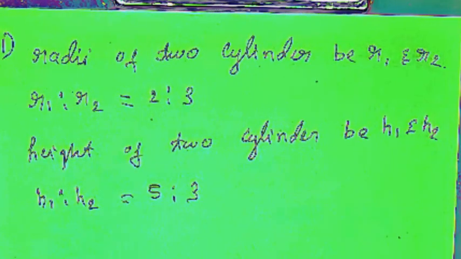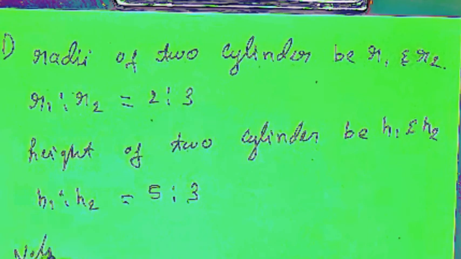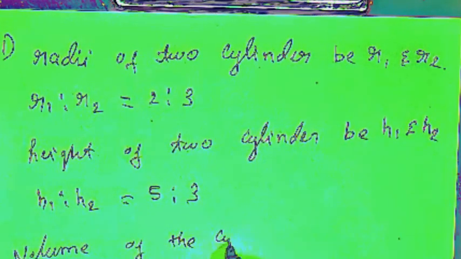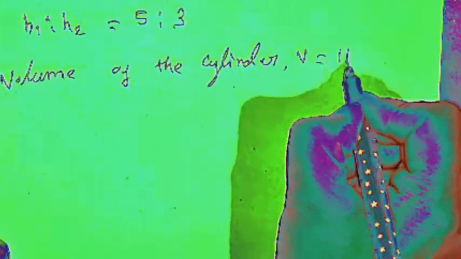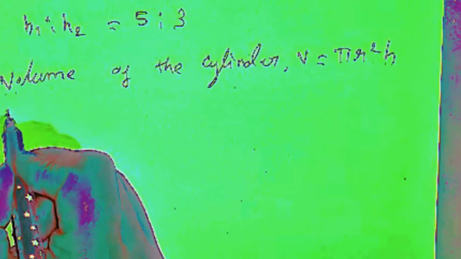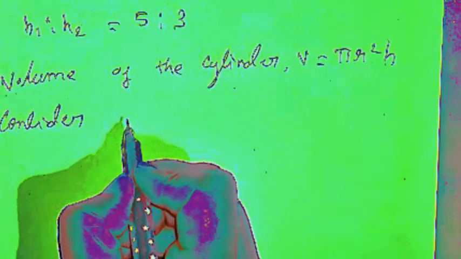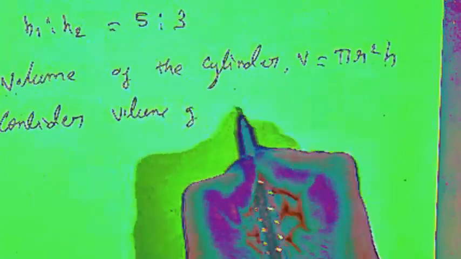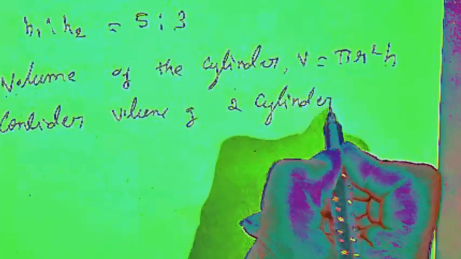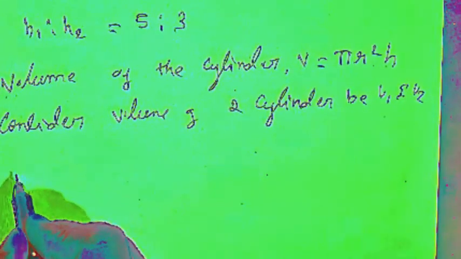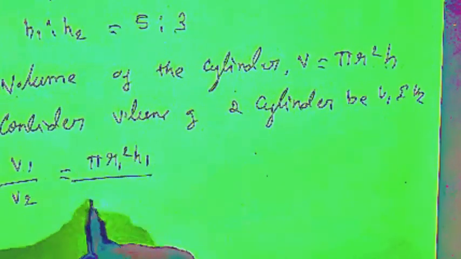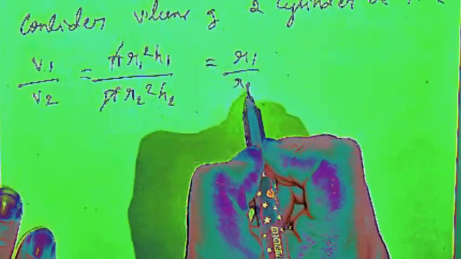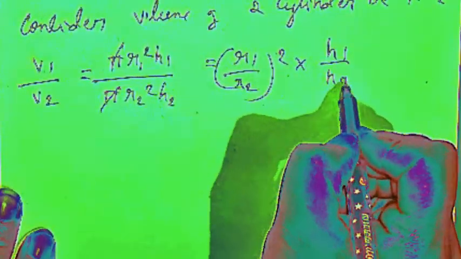What is the formula for finding the volume of the cylinder? Volume of the cylinder V equal to pi r square h. Consider the volumes of the two cylinders be V1 and V2. In ratio form, V1 divided by V2 equal to pi R1 square H1 divided by pi R2 square H2. So pi gets cancelled, remaining is R1 by R2 whole square into H1 by H2.